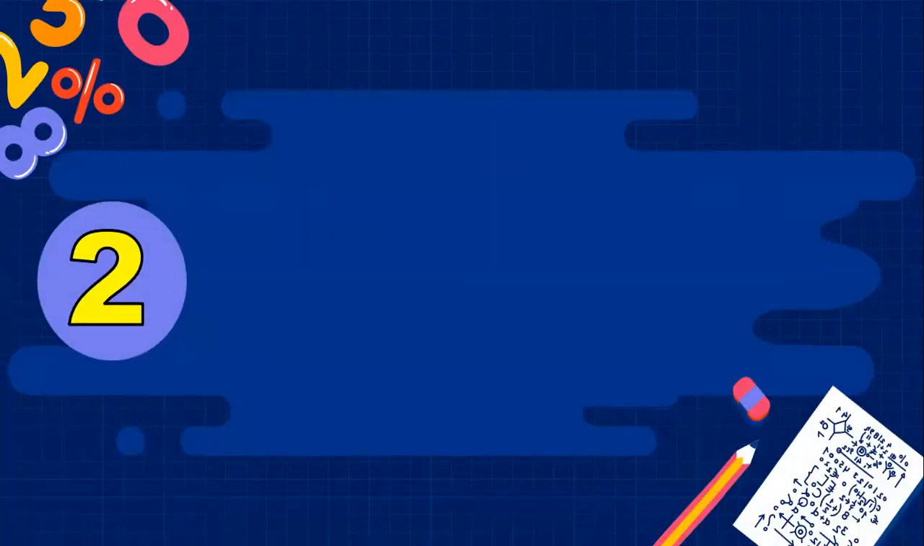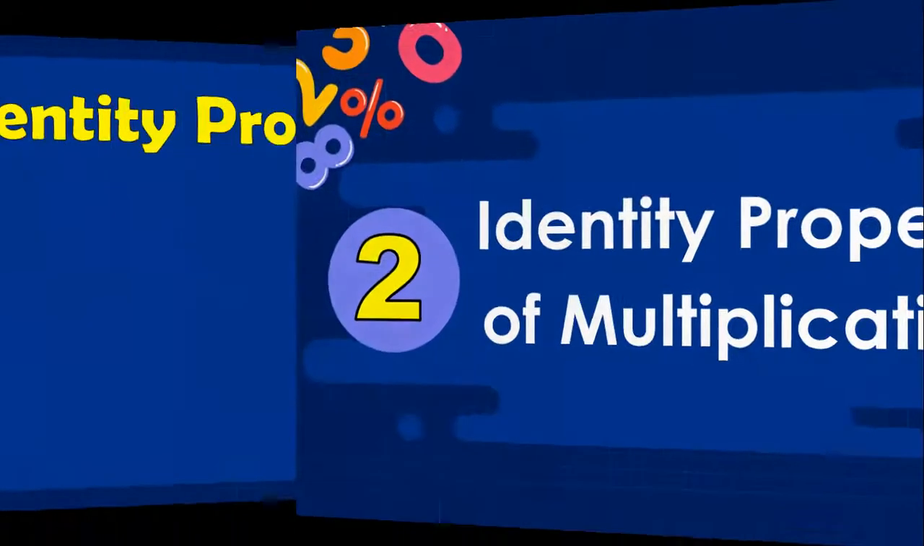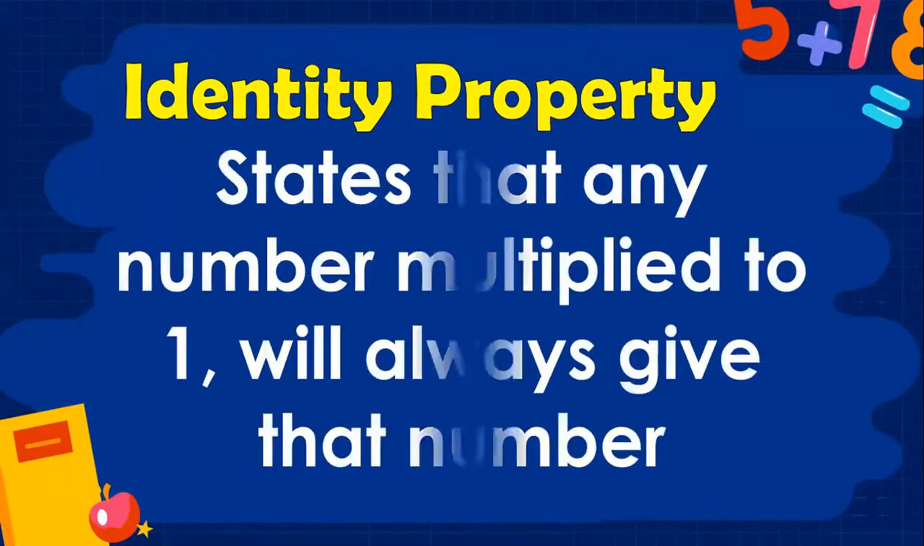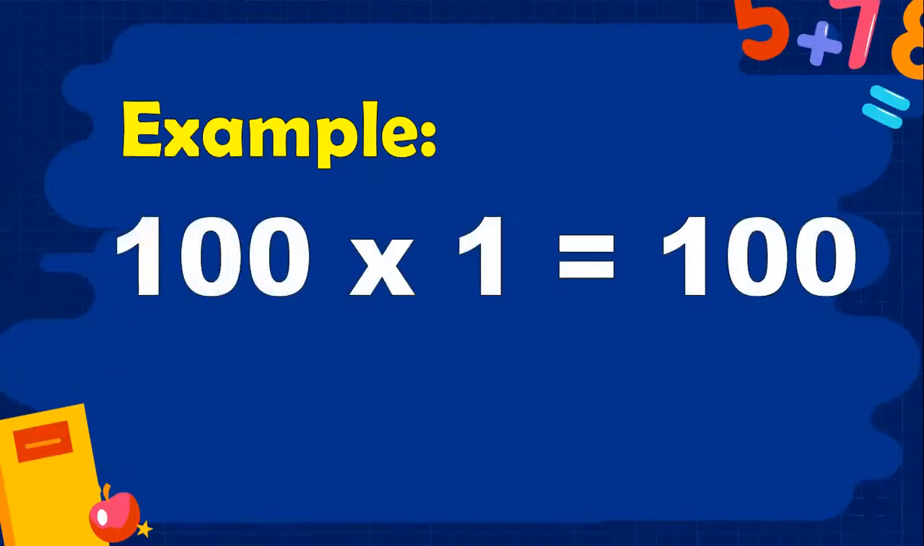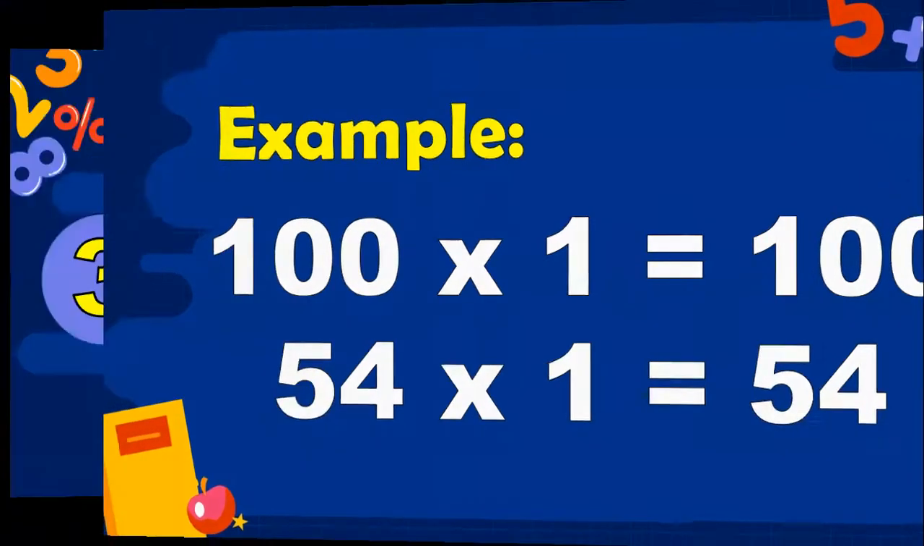Okay, another one, or the second property of multiplication, we have the identity property of multiplication. The identity property states that any number multiplied by 1 will always give that number. Example, 100 times 1 is equal to 100 and 54 times 1 is equal to 54.